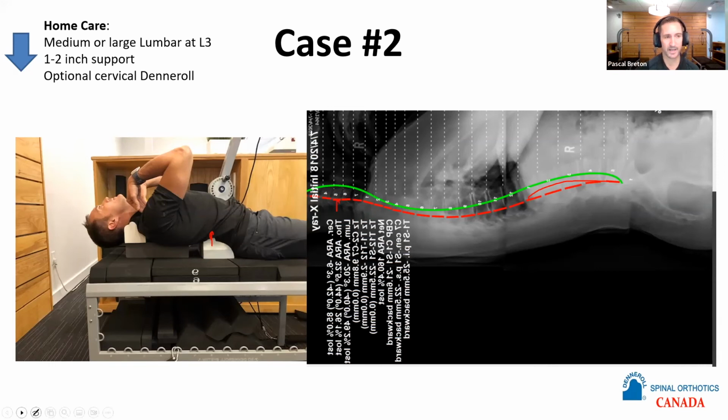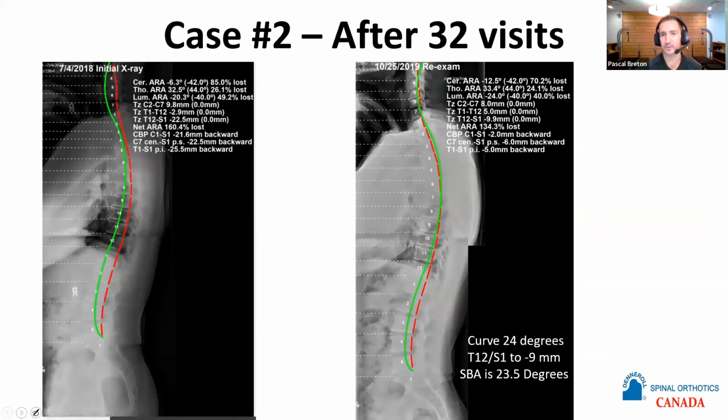At my first re-exam check-in, when I take my first x-ray after 3 months, what does it look like? So we have before, and then we have after. So we look at his cervical curve. It went from 6 degrees to 12 degrees. Okay, not bad, 6-degree change. I look at his lumbar curve, 20 degrees to 24 degrees. Again, there's not a blockbuster change, right?